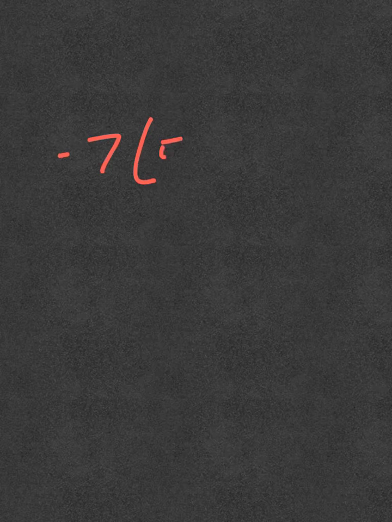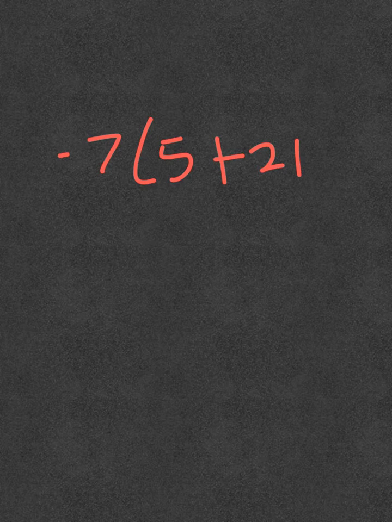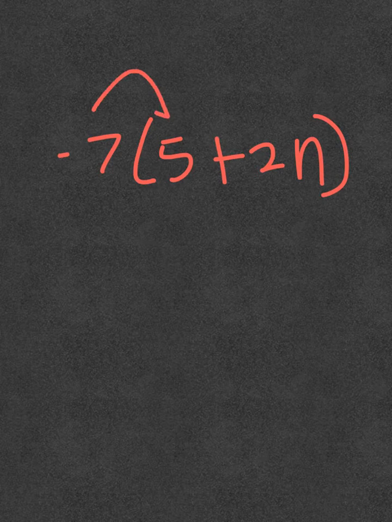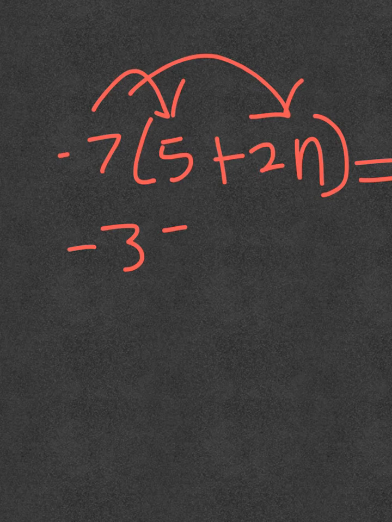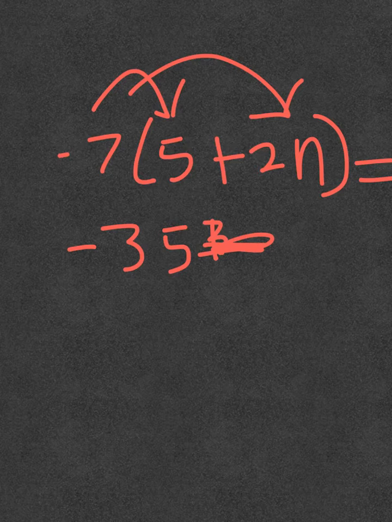Next, we will distribute the negative 7 to the 5 and then to the 2n in parentheses, and this will leave us with negative 35 minus 14n. Oh, sorry, I made a little mistake there, but yeah, it's minus 14n.